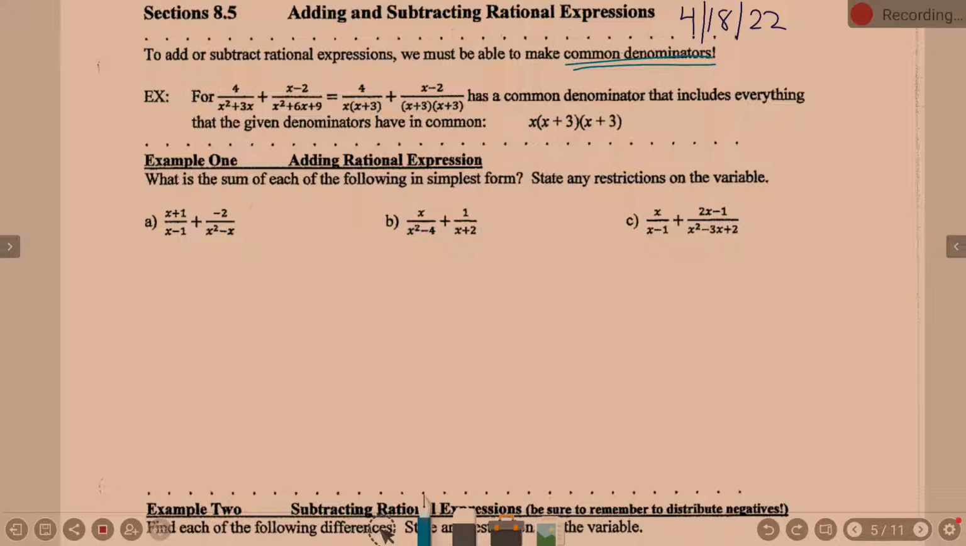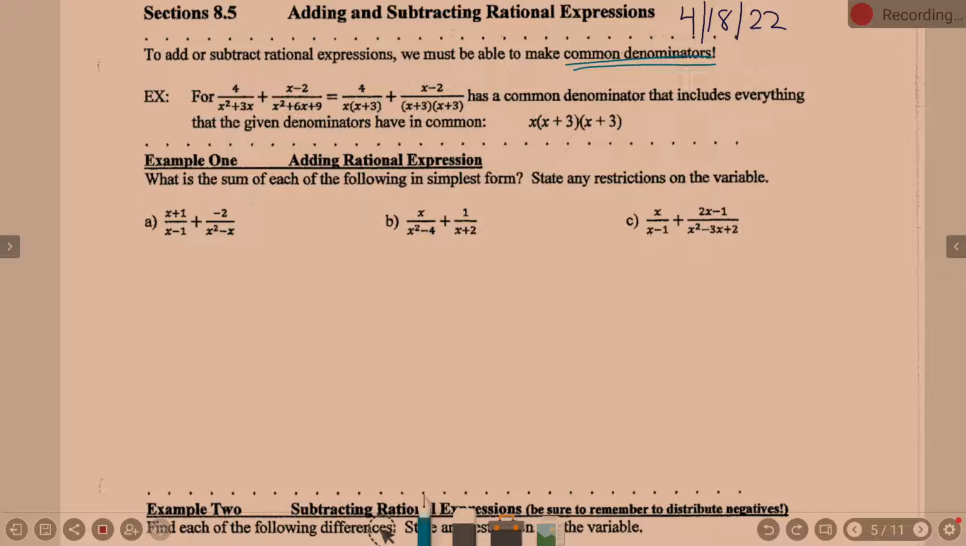So we have to talk about common denominators. Now, in order to get these common denominators, we're still going to be factoring. It's still the baseline: the name of this game is factoring. So, an example here, and it's not the greatest example, but in order to add 4 over x squared plus 3x plus x minus 2 over x squared plus 6x plus 9, you have to factor them in order to find your common denominator.